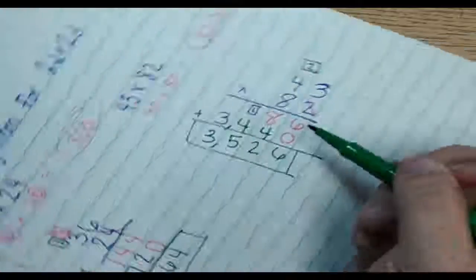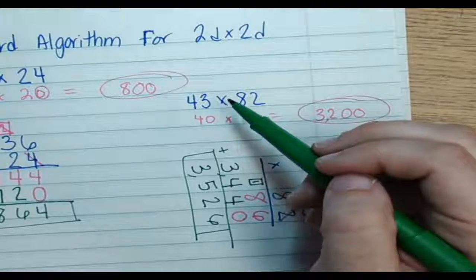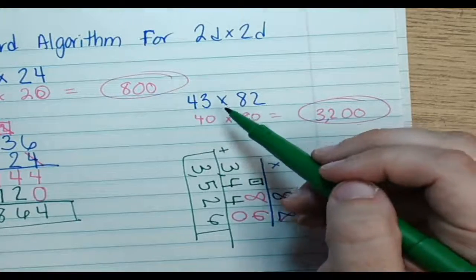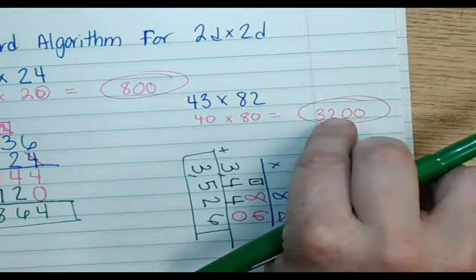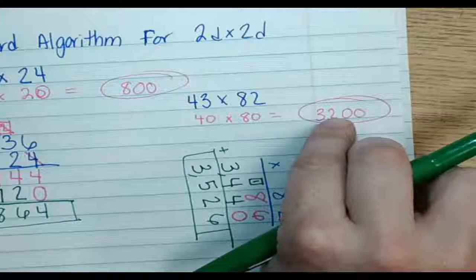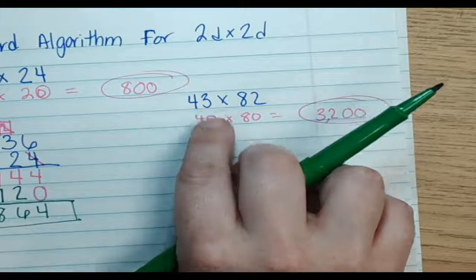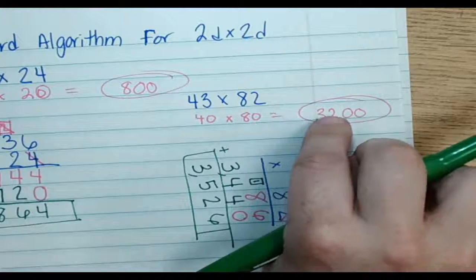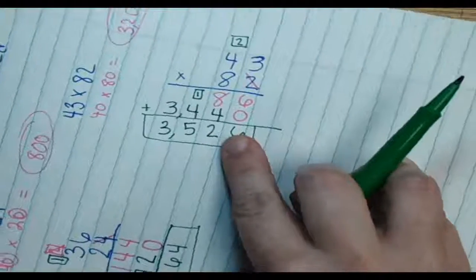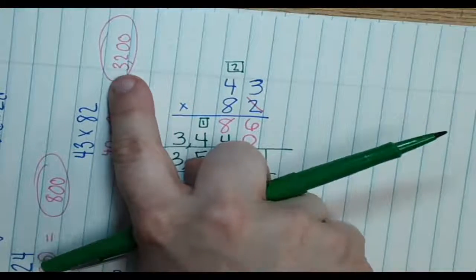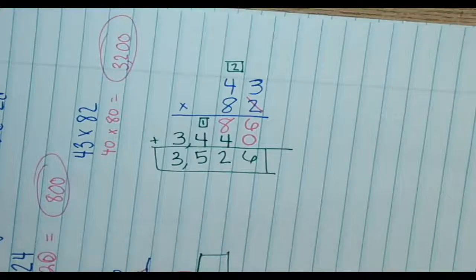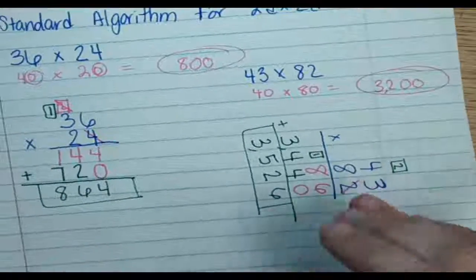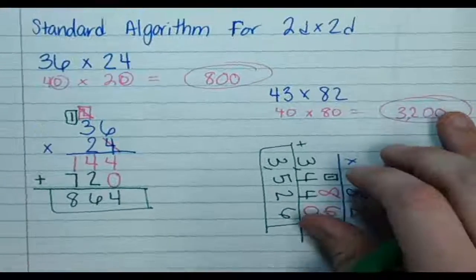And both of our numbers right here rounded down instead of rounding up. So I know that my estimate is going to be less than the exact number because my 43 went down and my 82 went down. So this number is smaller than my actual answer, which is true. 3,200 is smaller than 3,526, but they are close enough to let me know that that one is correct.